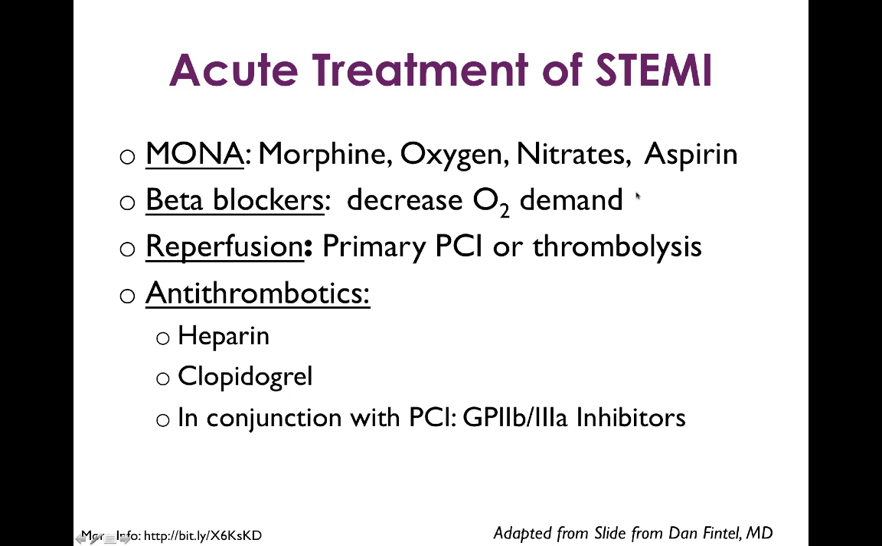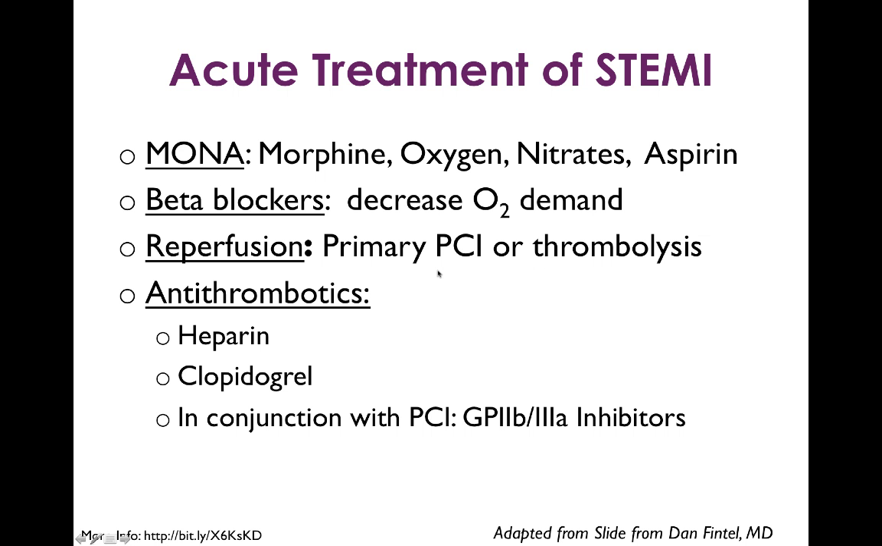Beta blockers can also be used, should be used, to decrease oxygen demand while you're waiting for the patient to undergo reperfusion. And we choose primary percutaneous intervention or going right to the cath lab, or thrombolysis. PCI is preferred if you have it available, and thrombolysis if you don't have PCI. And choosing one or the other gets a little bit complicated, but basically, PCI or thrombolysis.